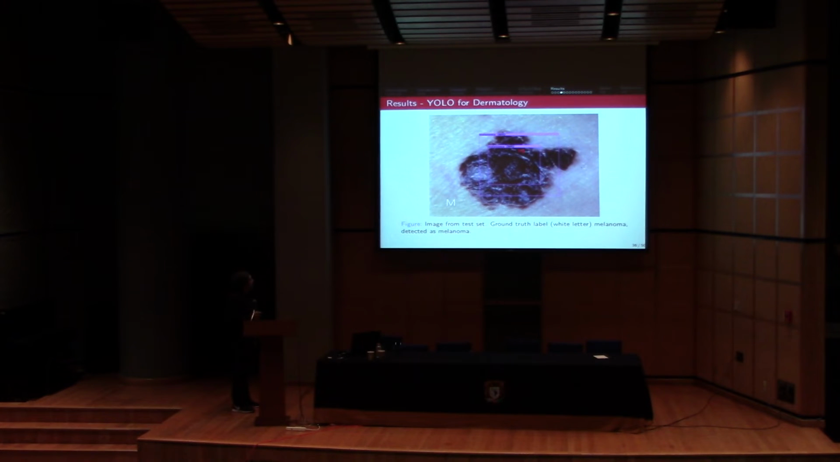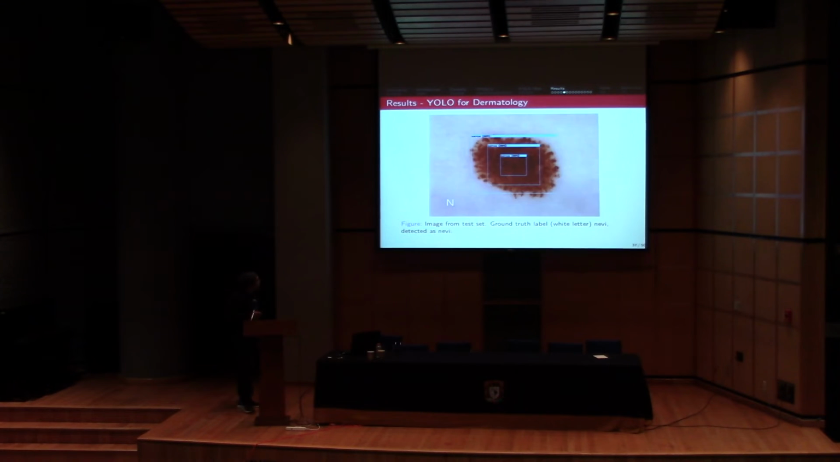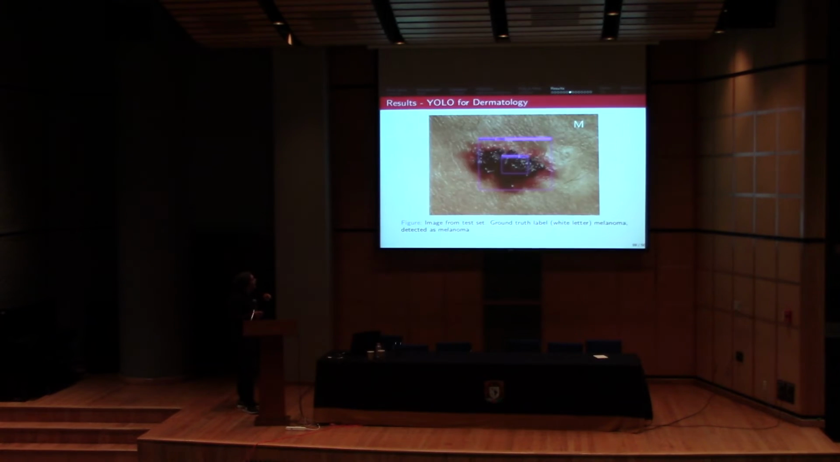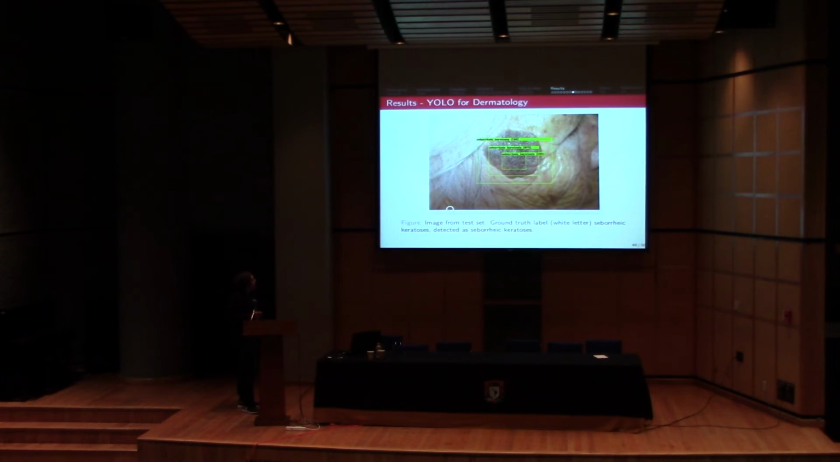These are some visual results. We need to say that these images haven't been seen by the network. They were given to me by a dermatologist. The white letter shows the ground truth label, and this is the prediction that YOLO gives. You can see the tag and the probability of the object that you are seeing. We are trying to classify 3 different skin lesions: melanoma, nevi, and seborrheic keratosis.